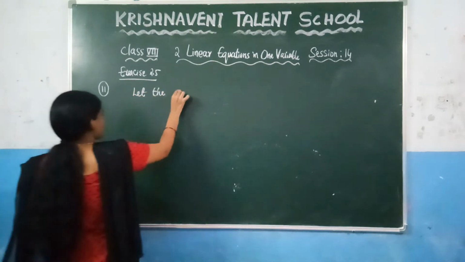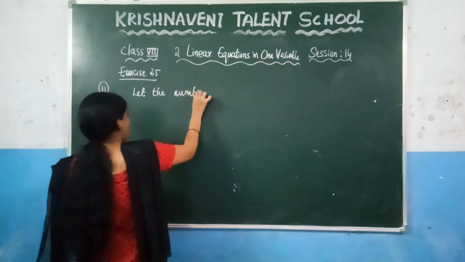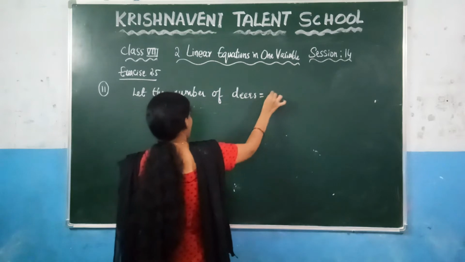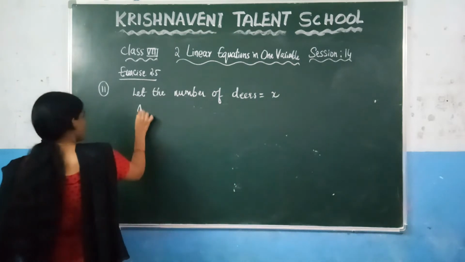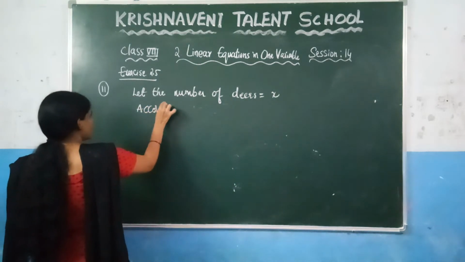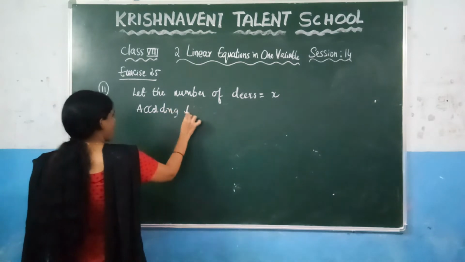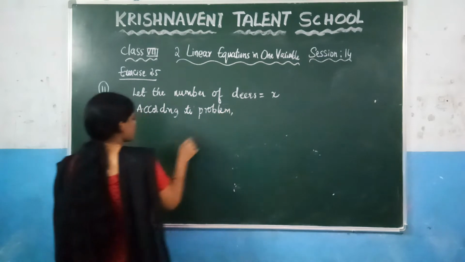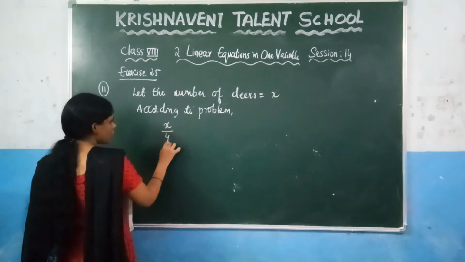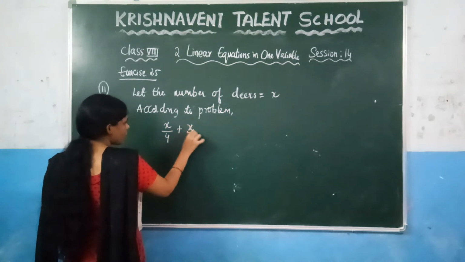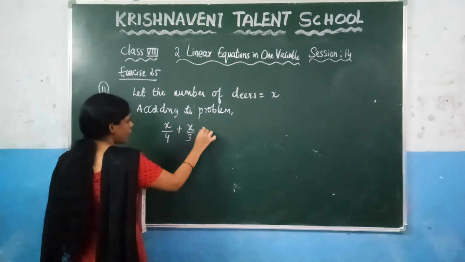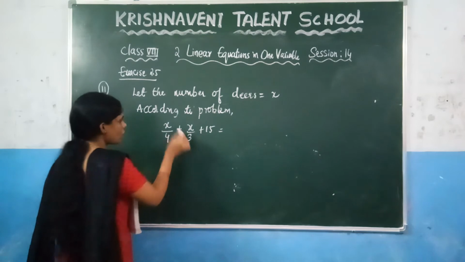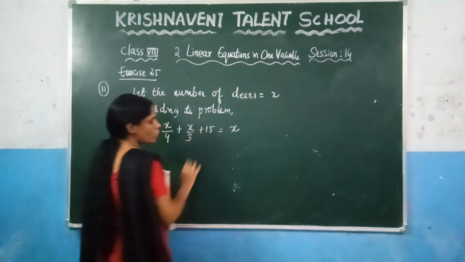Let the number of deer be x. According to the problem, how do you get the number of deer? Just add the number of deer that went to the forest, the number of deer that went for grazing, and the number of deer that are drinking water. If you add all these, you will get the total number of deer.